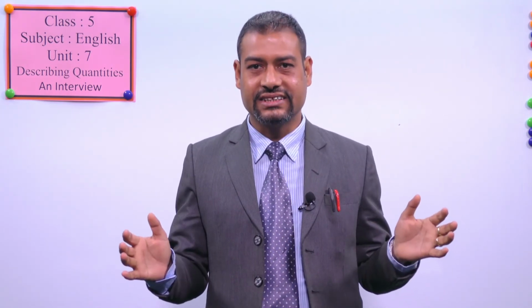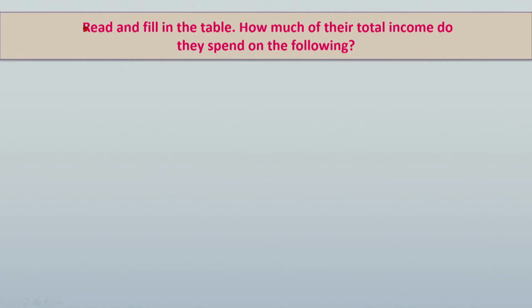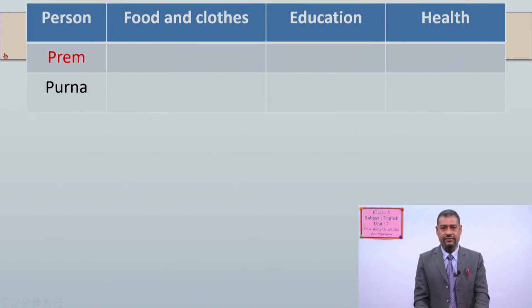Now I want to give you another exercise, and this exercise is, now you also read, please. Read and fill in the table how much of their total income do they spend on the following. See, once again, it's a long instruction. Once again, I would like to read it. You also read with me. Read and fill in the table. Read means again the same interview. How much of their total income do they spend on the following? Now, you have to find out.